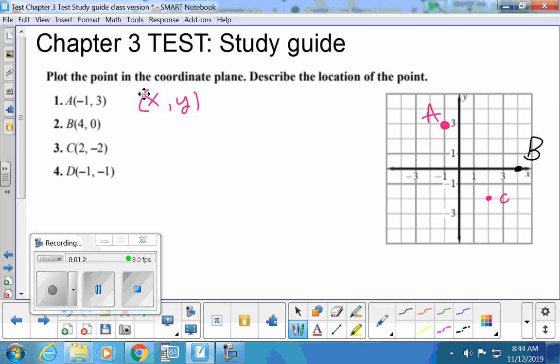Alright, so for D, there's 2 negatives. There you go. -1, -1. There you go. Bunch of graphing scholars, what we got here.